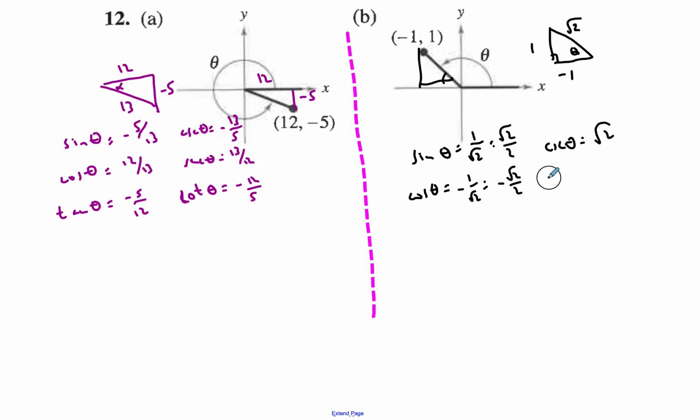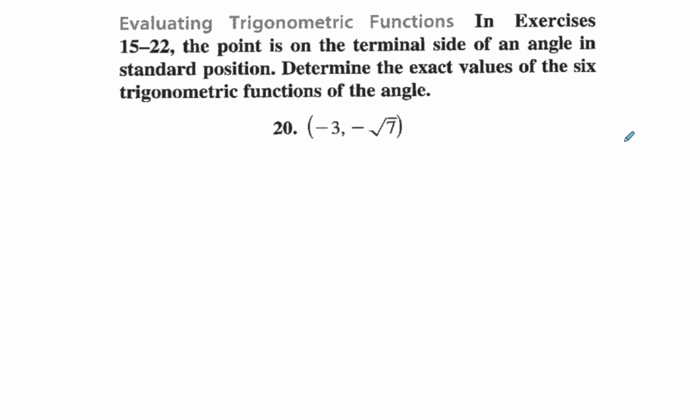And then the secant would just be -√2. And the tangent would be 1 over -1 or -1. The reciprocal of -1 is -1, so that's actually not that bad either. So it turns out theta is probably pi over 4 here. If you think about this, this is an isosceles right triangle, so that's got to be 45 degrees.